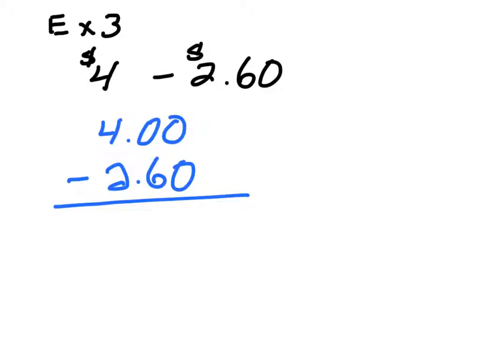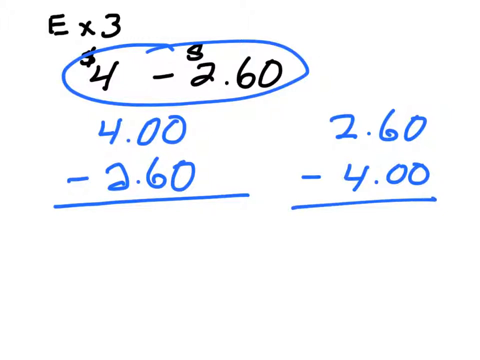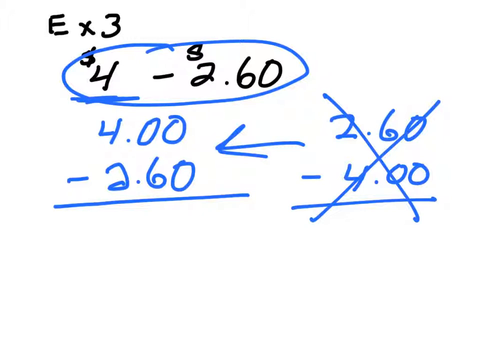Now notice here that you have to subtract in the order the problem is. I cannot do this and take 2.60 minus 4.00. That's not what it's asking. And in fact, you get a totally different answer from what we get over here. And this answer is wrong because I didn't subtract in order. I have to take the 4.00 minus 2.60.